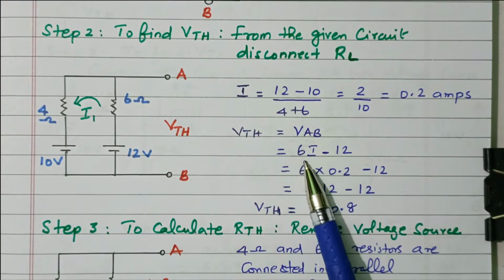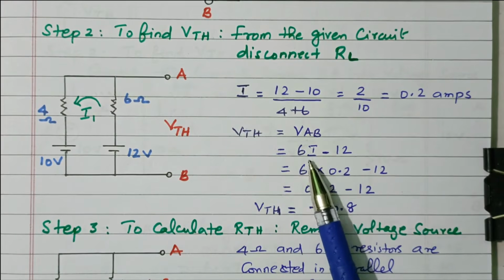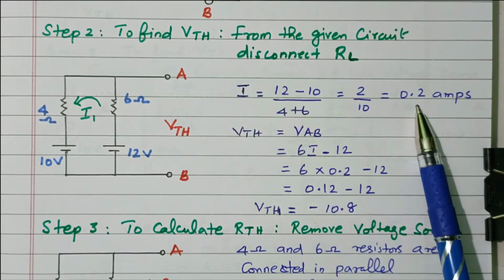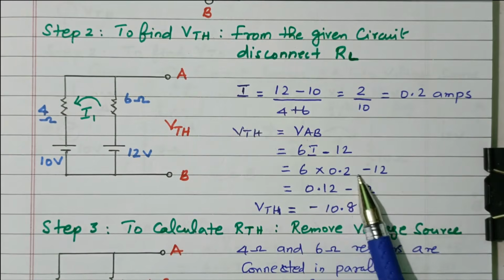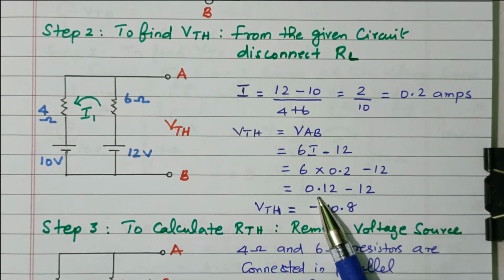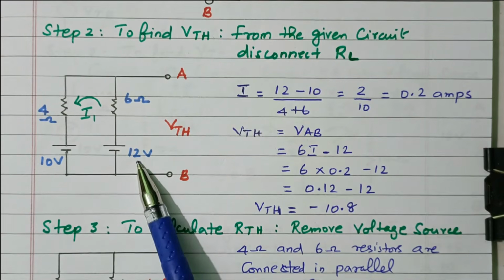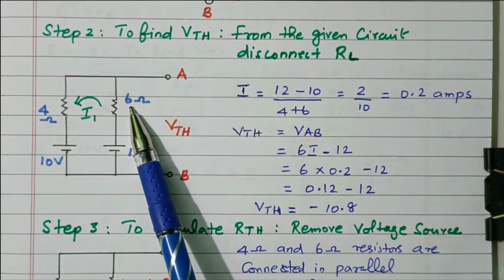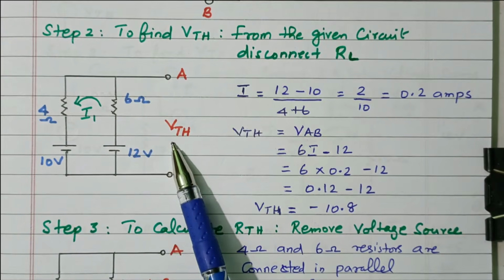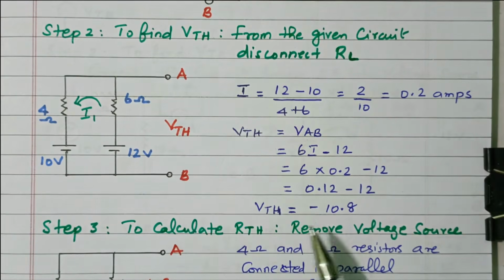So that is 6I minus 12. Right? 6 into I, I is 0.2. 6 into 0.2 minus 12. That is 1.2 minus 12. That is minus 10.8. So total 12 voltage is available here. In that 1.2 voltage is dropped across it. The balance is available at the V Thevenin, which is minus 10.8.